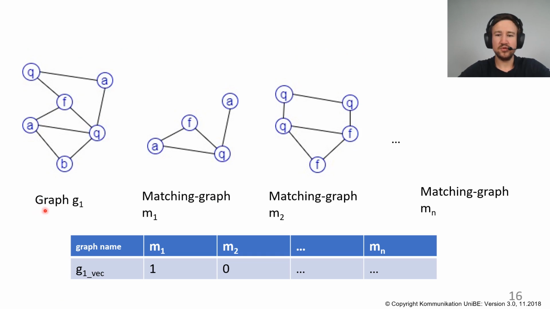Let's say we wanted to embed G1 into the vector space, and we would have matching graph M1 and matching graph M2 and more matching graphs. In this case, matching graph M1 is a subgraph of G1, so we would write the 1 here. Matching graph M2 is not a subgraph of G1, especially because of the Q here, so it doesn't occur in G1, and we would write a 0 at this spot, and so on.